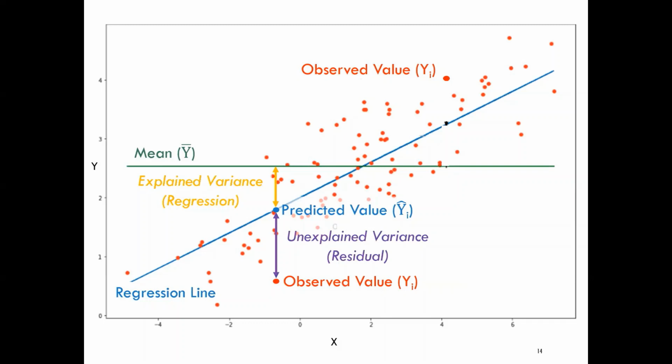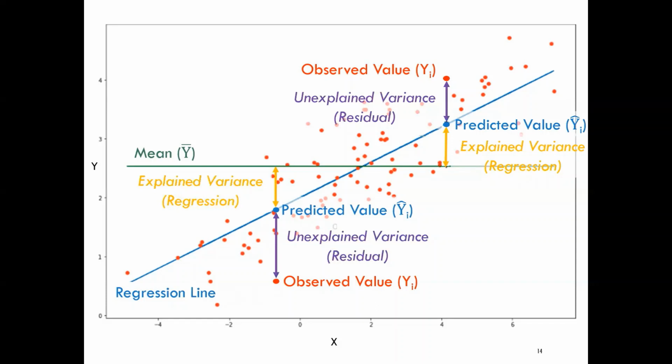I'll show you the same thing on the other side of this graph. So we have another predicted value, which is the y subscript i with the hat. This is on the regression line. The difference between that predicted value and the mean is the explained variance, which is the regression. And then the distance between the predicted value and the observed value is the unexplained variance, that residual or error term.